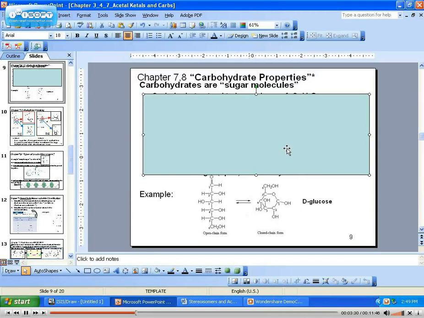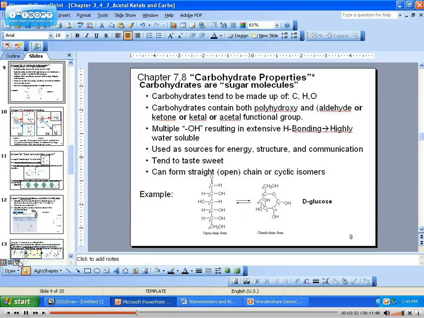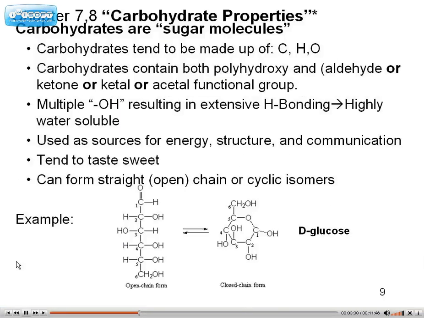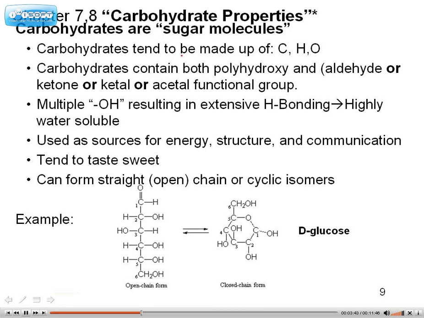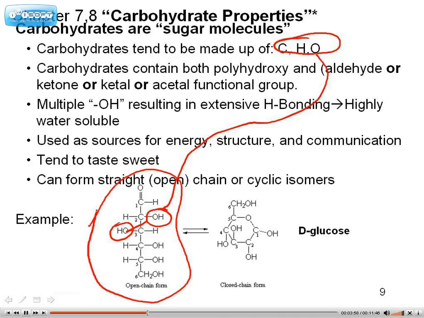So going to the slide. In this slide right here, carbohydrates tend to always have carbon, hydrogen, and oxygen. They also tend to have a lot of alcohols present on them. This is an example of a monosaccharide, a single unit sugar molecule. This has a specific name we call glucose.